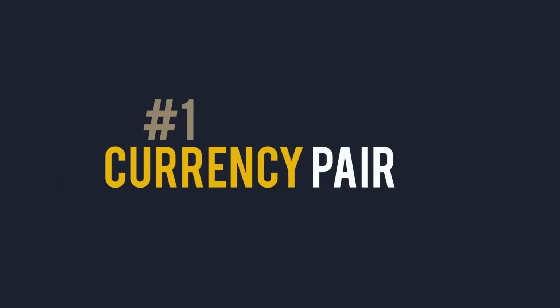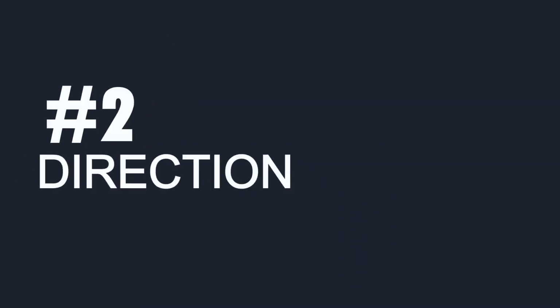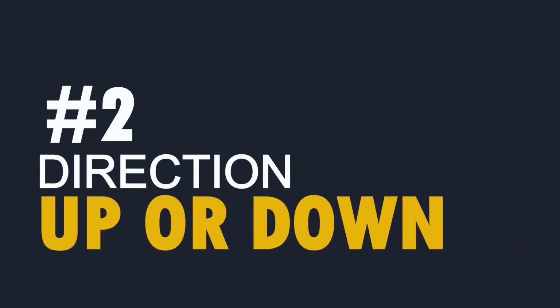Number 1 is we need the currency pair. This will usually be in the headline of the article, but basically which currency pair is the article talking about? Very simple. Number 2, we then need the direction. Is the currency pair going up or going down? Again, very simple, and it'll probably be in the headlines.